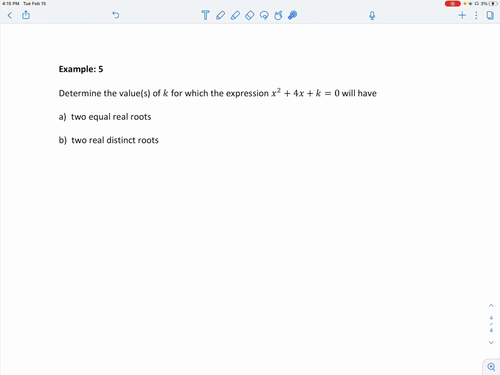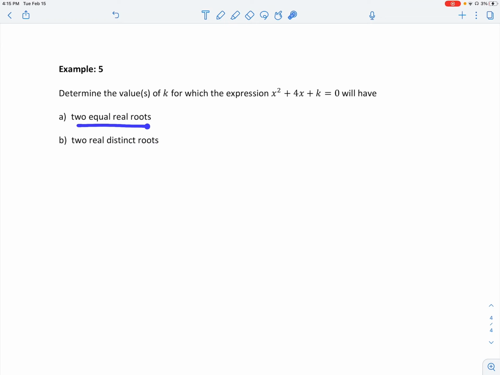Hi, welcome back to 1.5, solve quadratic equations. This is our last example, example 5. It says determine the value or values of k for which the expression is equal to 0, so that it'll have two equal real roots or two distinct real roots.